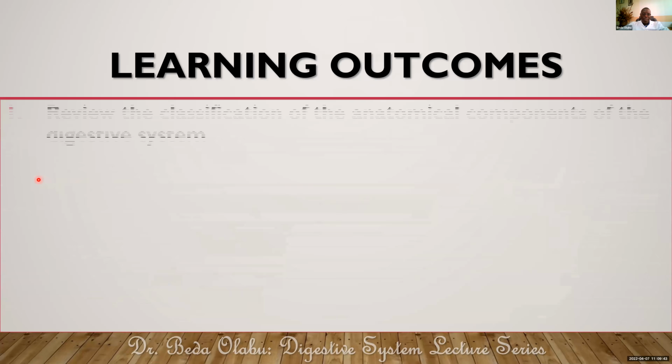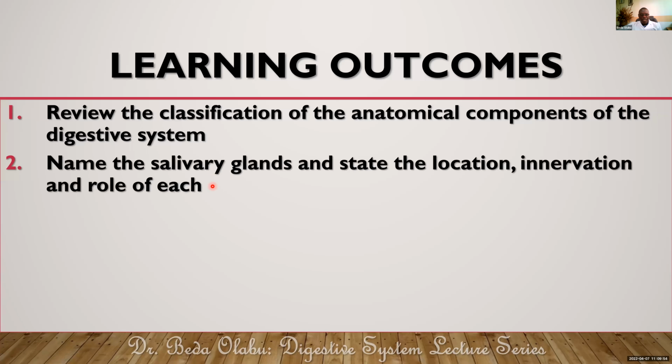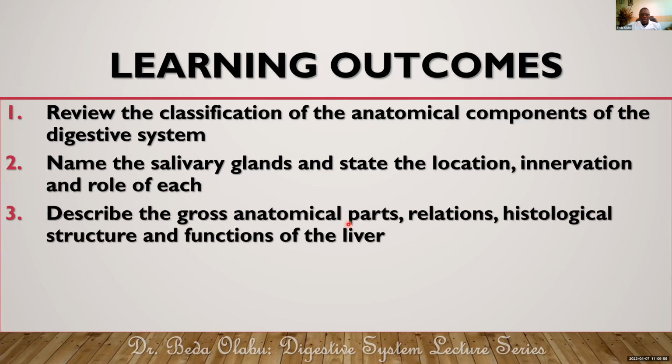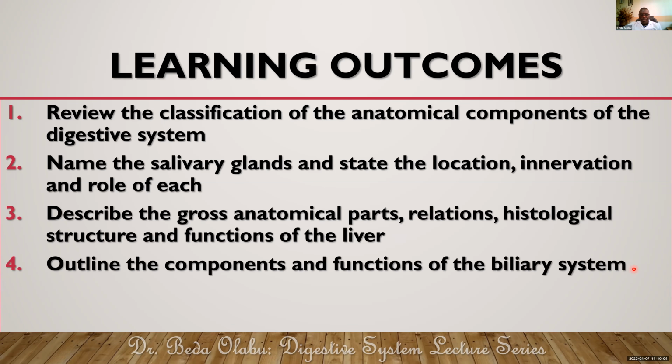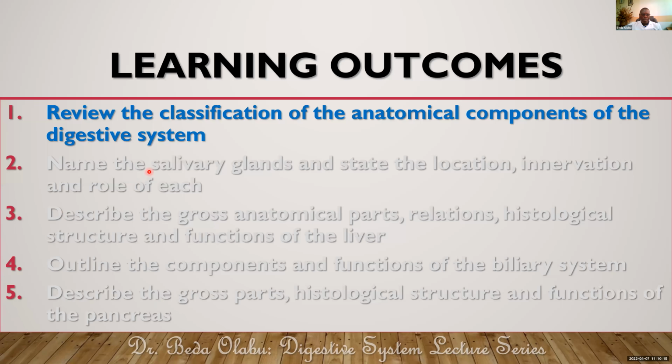So in today's lecture, first, maybe we review how we classify the anatomical components of the digestive system, just in a word or two. Then we'll focus on the subject matter. We'll start with the salivary glands. Then we'll focus on the liver. We'll then look at the biliary system, and we'll finish with the pancreas. So let's go back to our first agenda, just reviewing the classification of the anatomical components of the digestive system.